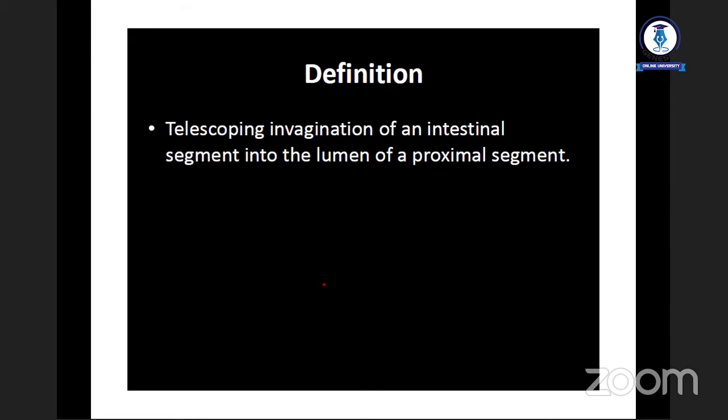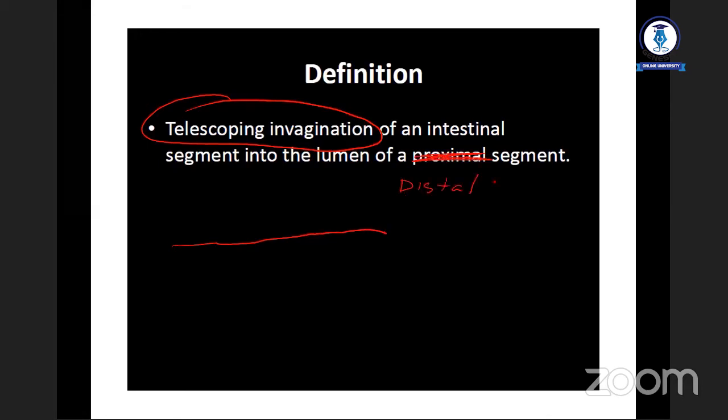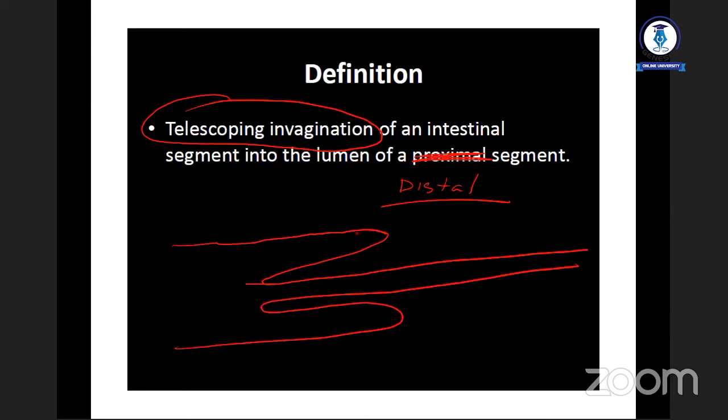So what is intussusception? Telescoping, invagination of an intestinal segment into the lumen of an adjacent segment. I think it should not be the proximal, it should be the distal segment. For example, let me just show you. If this is the colon, and this is the distal segment and this is the proximal segment, what happens is the proximal segment has entered into the distal segment. Telescoping, invagination has taken place.